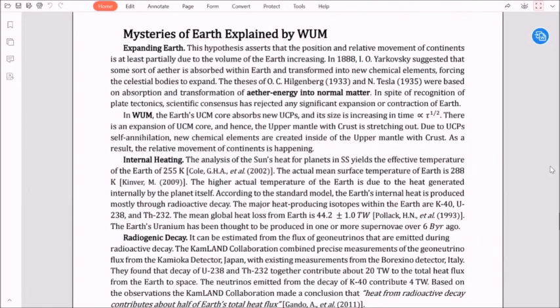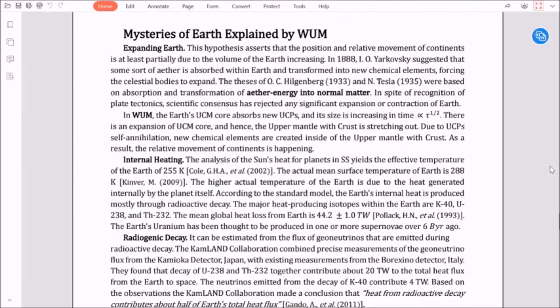In womb, the Earth's UC matter core absorbs new UC particles and its size is increasing in time proportional to the square root of time. There is an expansion of the UC matter core and hence the upper mantle with crust is stretching out. Due to UC particle self-annihilation, new chemical elements are created inside of the upper mantle with crust. As a result, the relative movement of continents is happening.